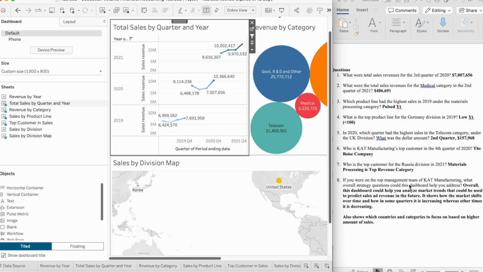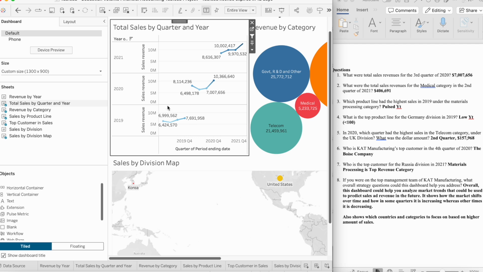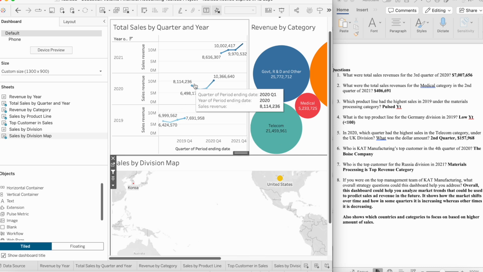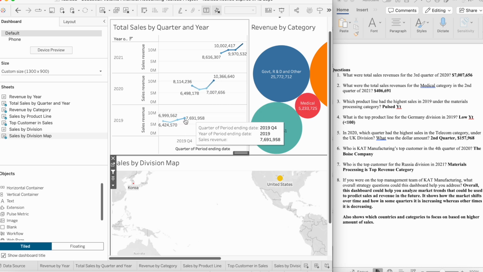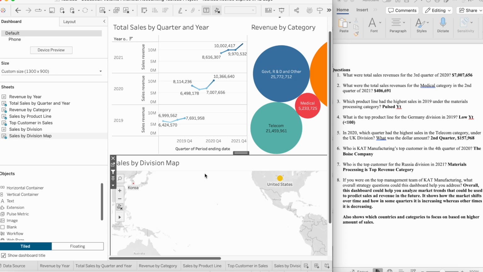If I were on the top management team for Cat Manufacturing, the overall strategy questions that this dashboard could help me address are market trends that could be used to predict sales and revenue in the future, because I can see these trends based on the total sales by quarter, how each line graph goes, whether it's going up or down from one quarter to the next, and then I can use historical patterns and these line graphs to determine things for the future.